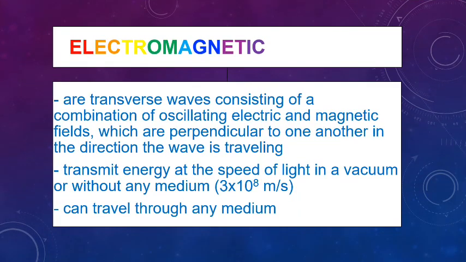What are electromagnetic waves? Electromagnetic waves are transverse waves consisting of a combination of oscillating electric and magnetic fields, which are perpendicular to one another and to the direction the wave is traveling. They transmit energy at the speed of light in a vacuum, or without any medium, at 3 times 10 to the power of 8 meters per second. They can travel through any medium.